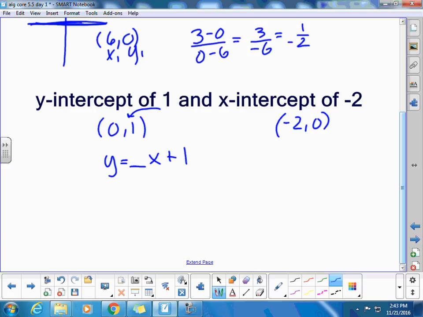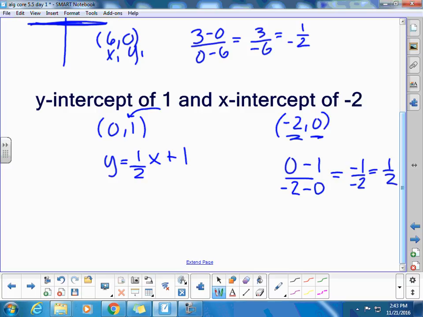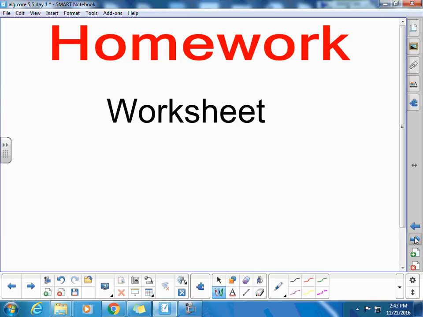Again, I use my slope equation. Y minus y, I'm going to do 0 minus 1. If I start with this 0, I have to start with a -2 minus 0. 0 minus 1, negative 1, over negative 2 minus 0, which is just negative 2. This reduces to be 1/2. Negative 1 over negative 2 is 1/2. So my equation is y equals 1/2 x plus 1. That's all for this.